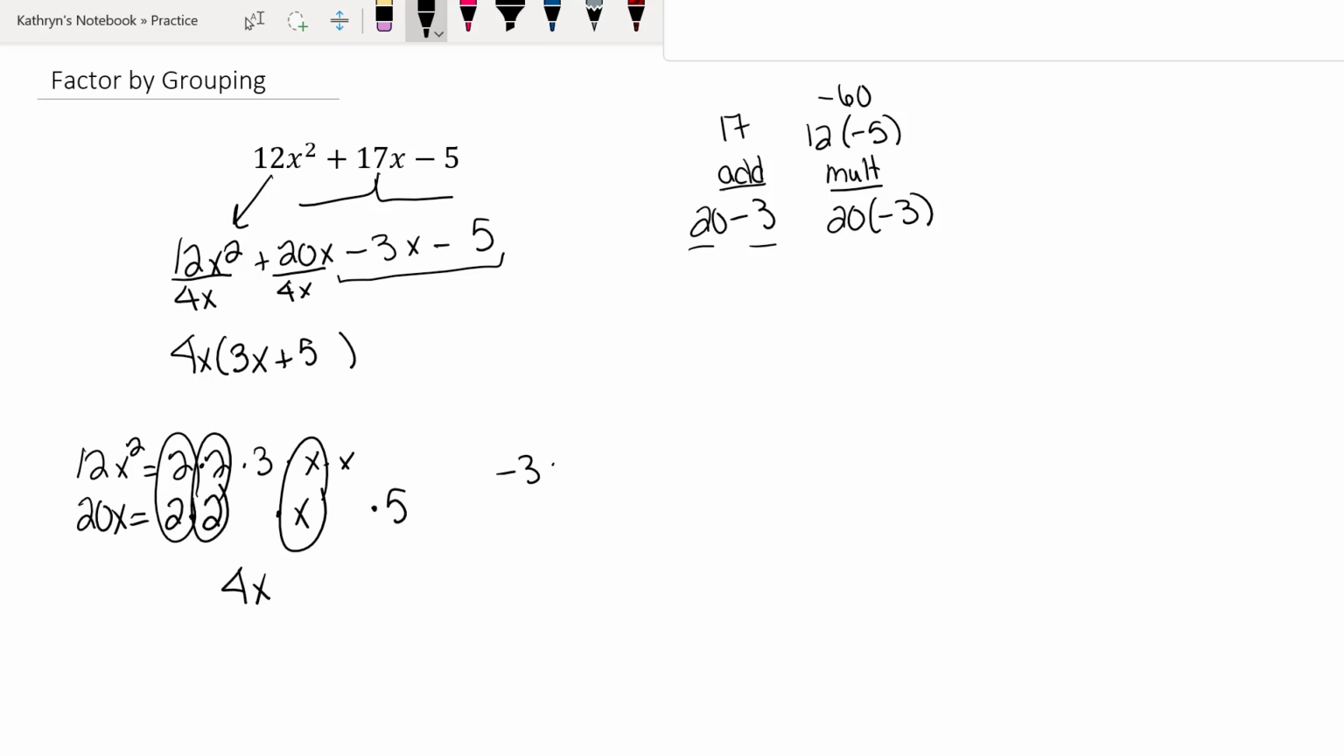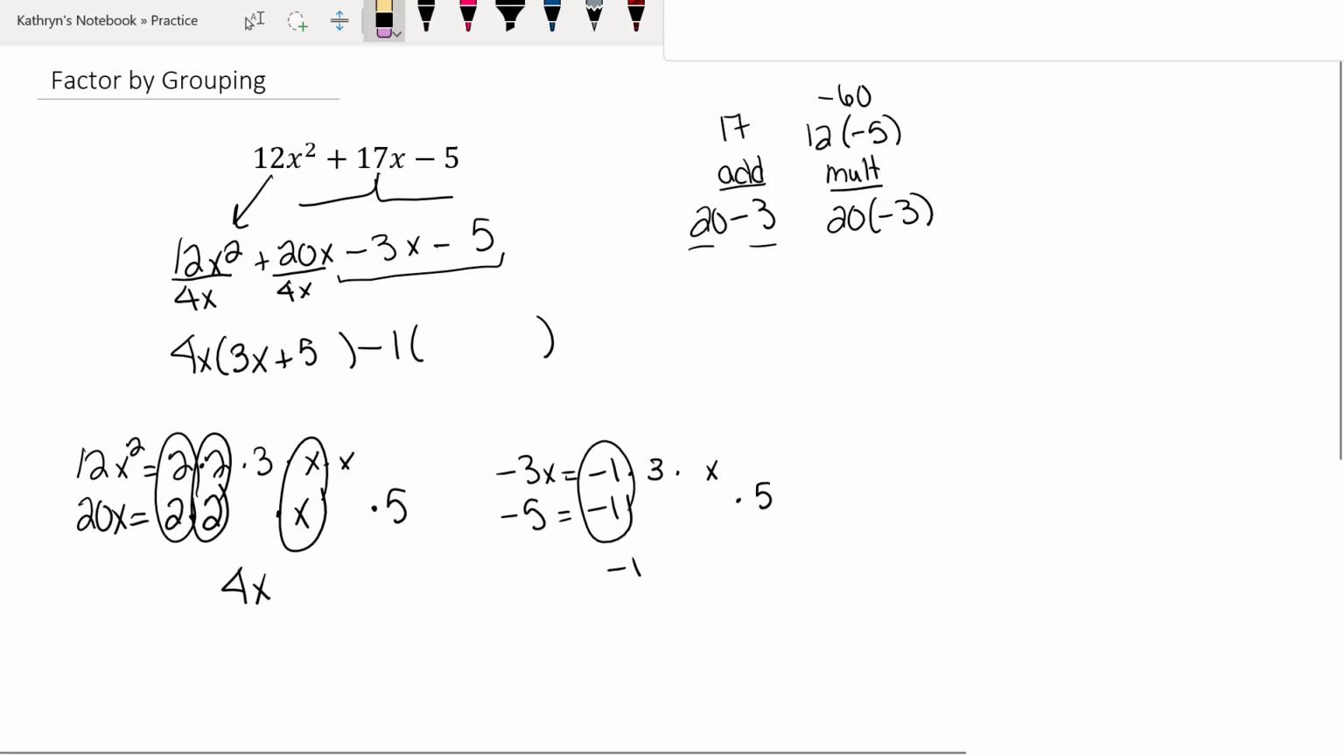So we have negative 3x, which is negative 1 times 3 times x. And then we have negative 5. Well, that's negative 1 times 5. So in this case, our greatest common factor is negative 1. So we're going to write negative 1 parentheses, and divide by negative 1. Negative 3x divided by negative 1 is 3x. Negative 5 divided by negative 1 is positive 5.